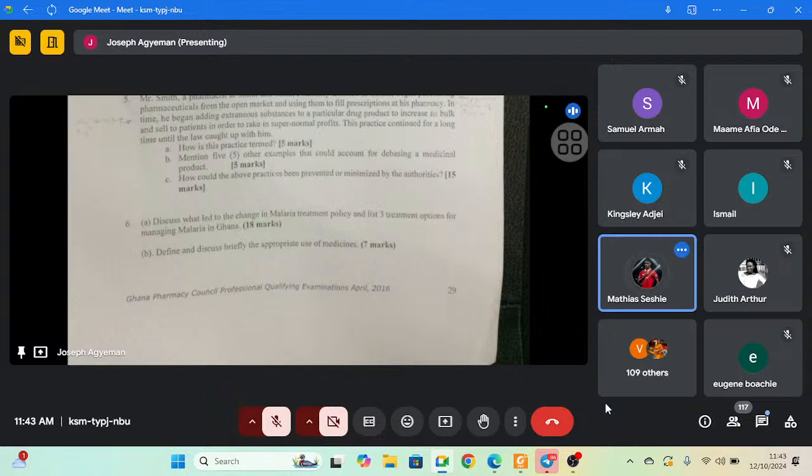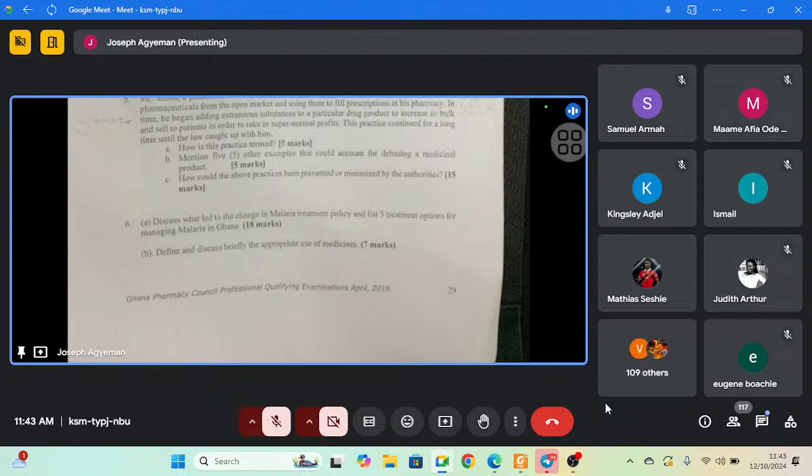Cardinal examples will come in. The cardinal points will come. Examples you cite. Yes. What else? And then the assessment will follow.